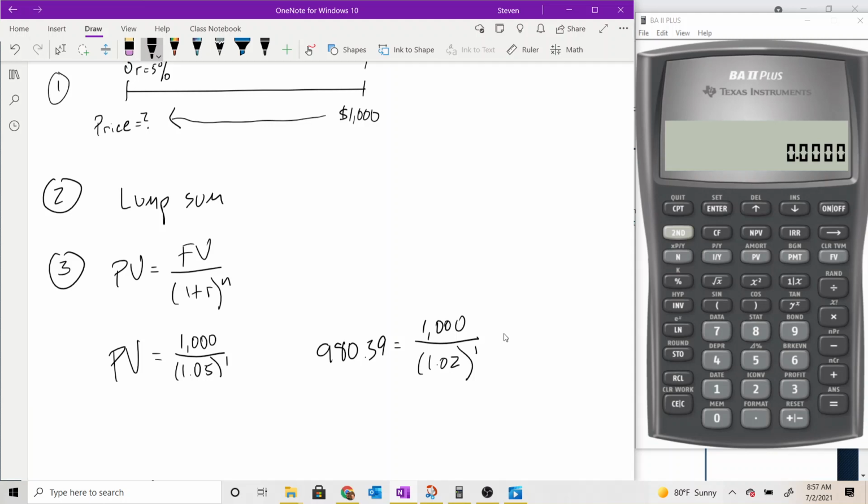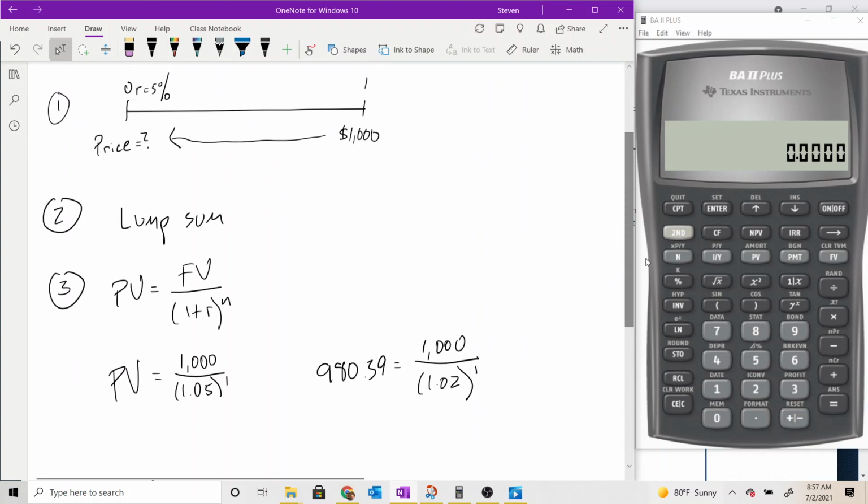And just looking at the formula, this guy's in the denominator, so when we increase the value of the denominator, we're dividing by a larger number, which means the overall quotient is going to be lower. It's going to be something less than $980.39. And we can appeal to our intuition a different way if the math doesn't make sense. Let's think about this from the investor's perspective.